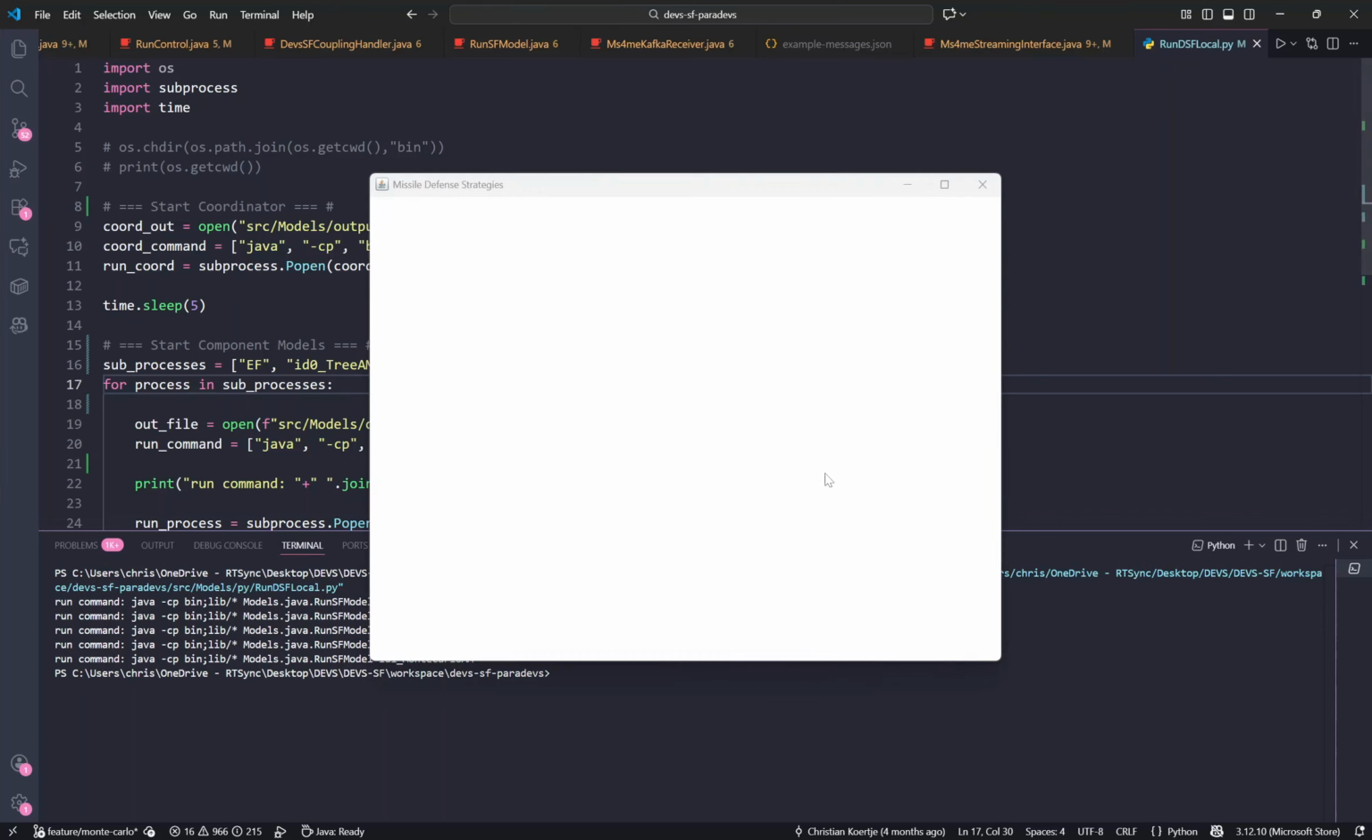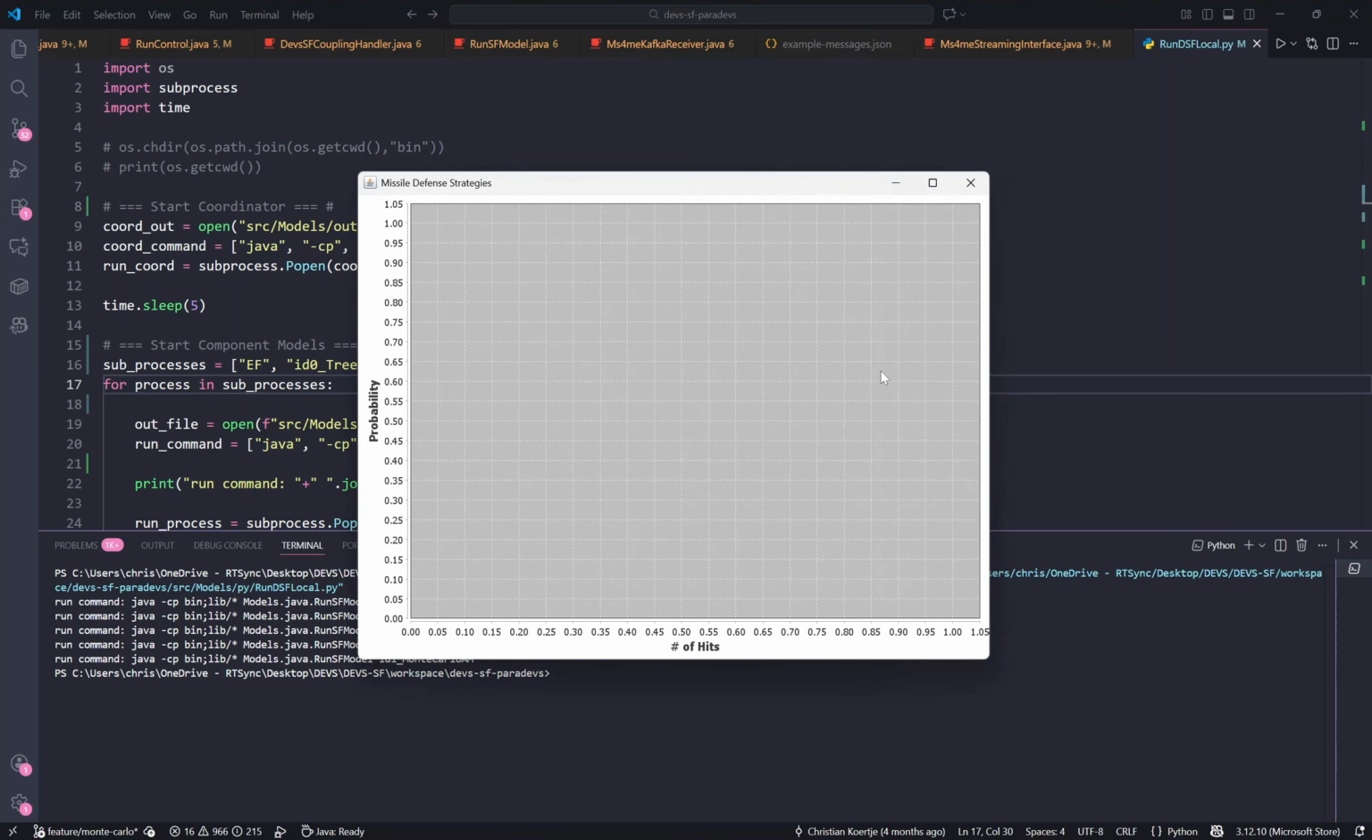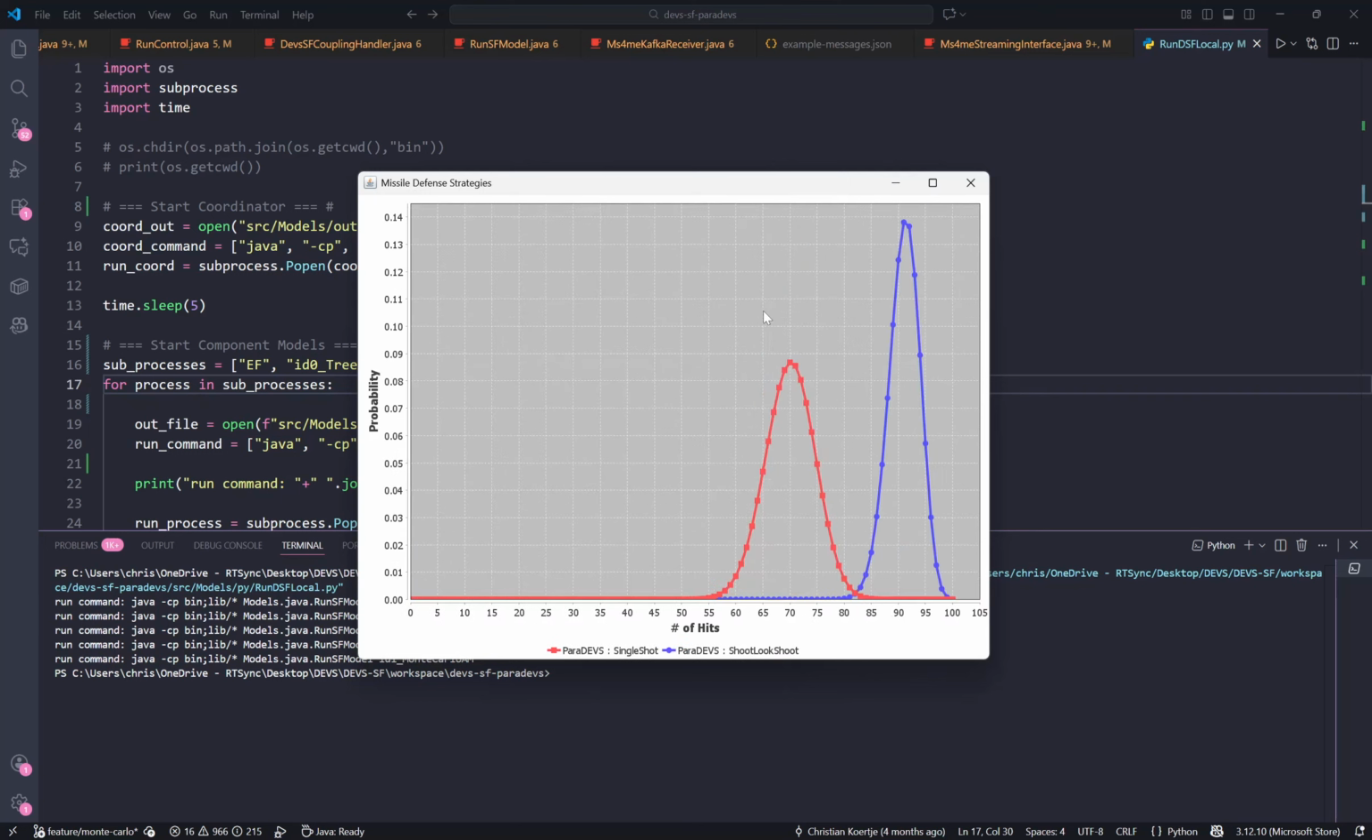So, some startup time, and here's the graph. The simulations are currently running in parallel right now. And then there we go. We have a red and blue graph for the ParaDEVS single shot and shoot-look-shoot results. It'll take some time for the Monte Carlo results to come in, but the benefit of these ParaDEVS solutions is that they in principle have total knowledge of this system because it's a simplified system.